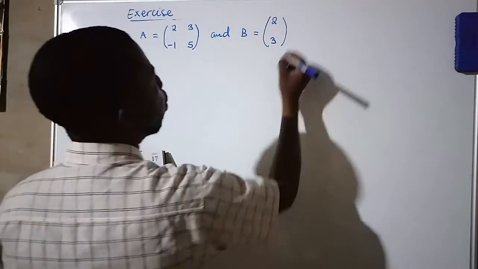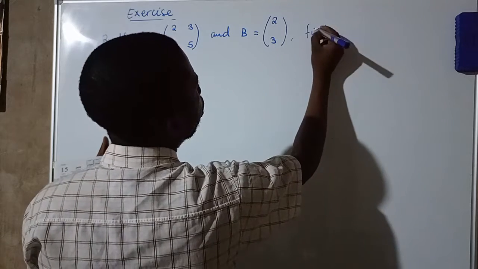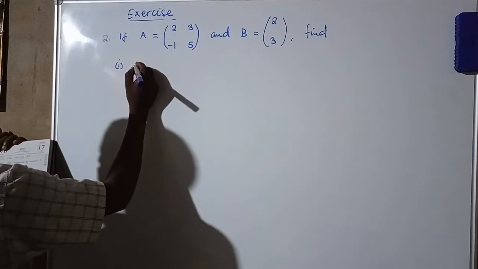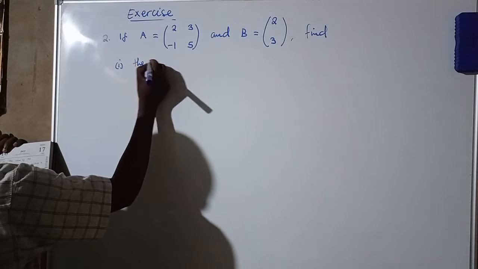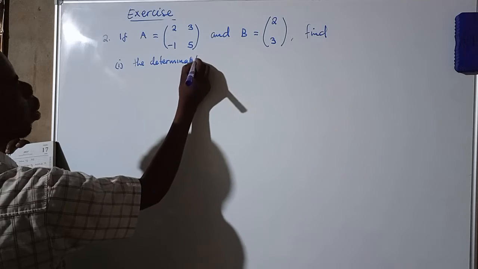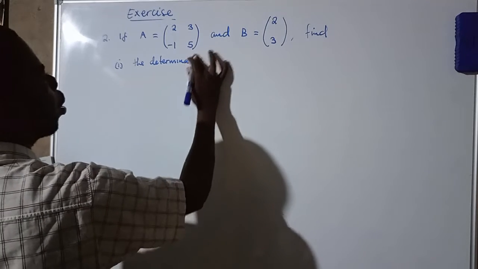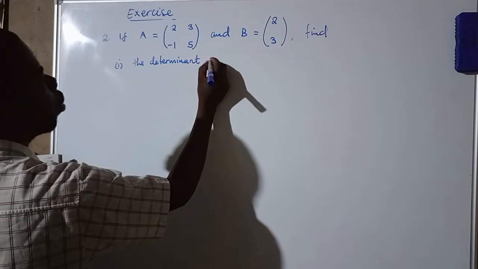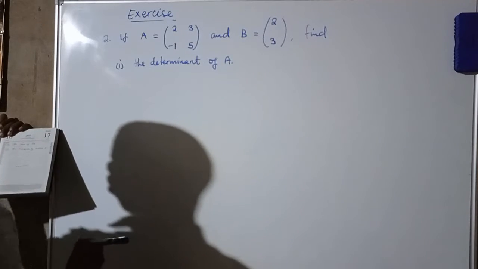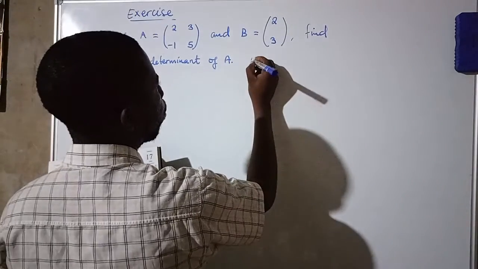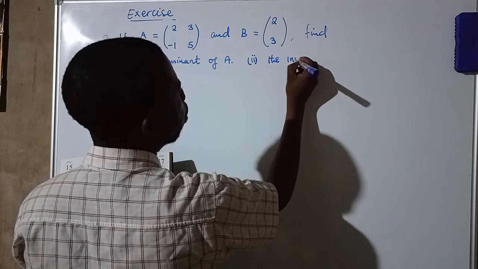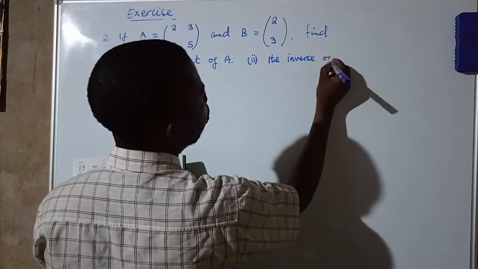Then they're saying find, so we find part 1 or Roman numeral number 1, the determinant of A. Then part 2, they're saying the inverse of A. Find the inverse of A.